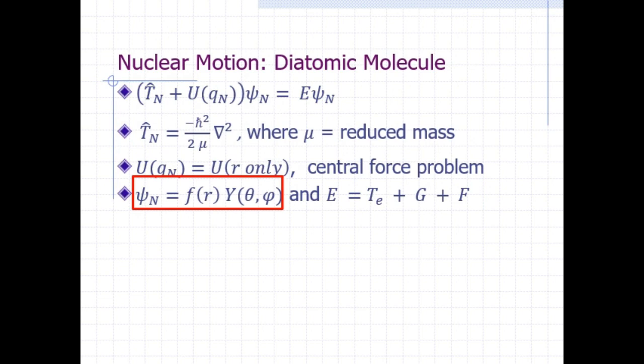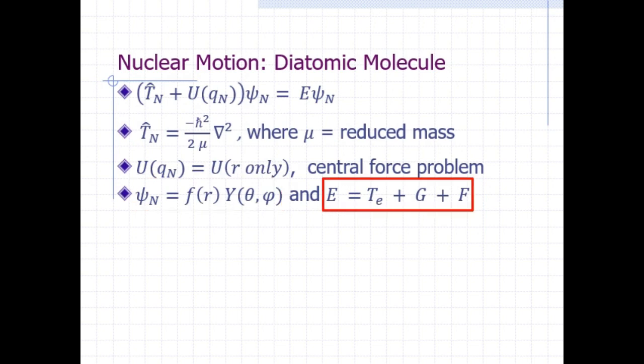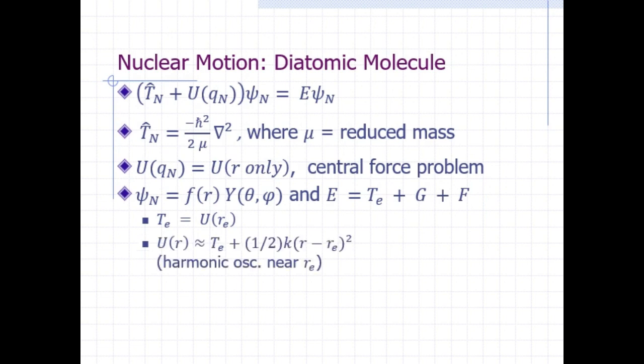The total internal energy is equal to the electronic energy T sub E plus the vibrational energy G plus the rotational energy F. T sub E is the molecular potential energy at the equilibrium internuclear distance R sub E. At internuclear distances close to R sub E, the molecular potential energy function resembles a harmonic oscillator. U is approximately equal to T sub E plus 1/2 times K times the square of R minus R sub E, where K is the force constant.